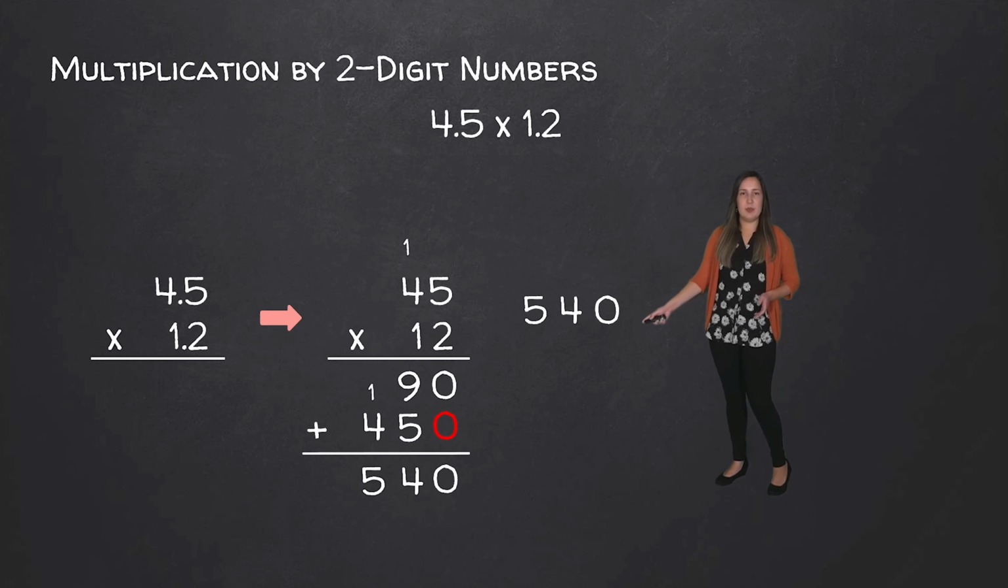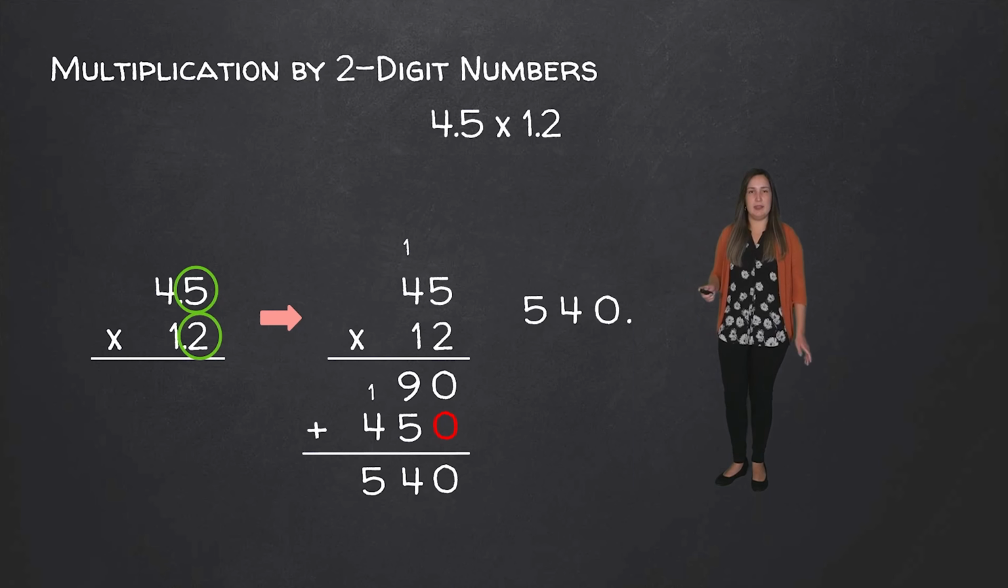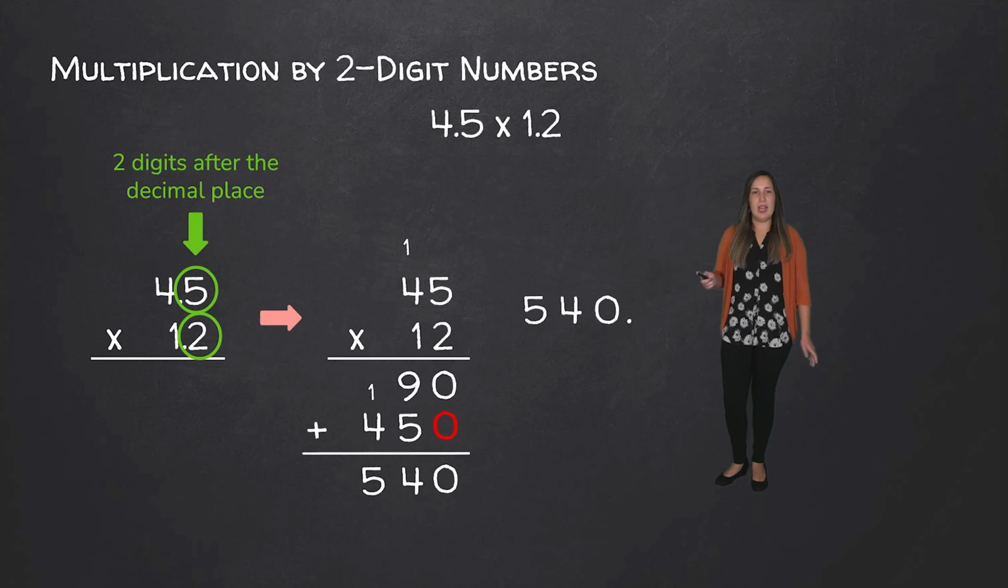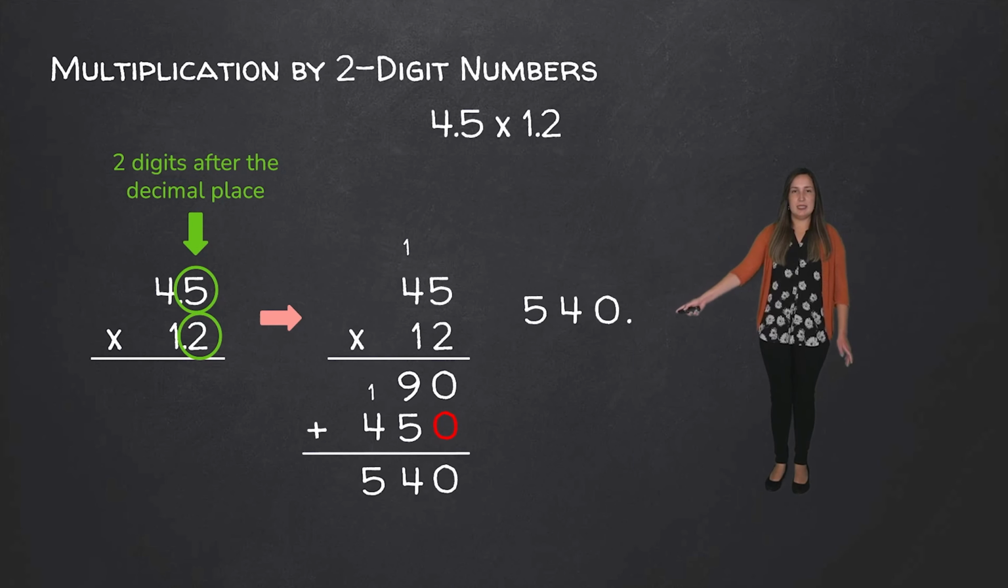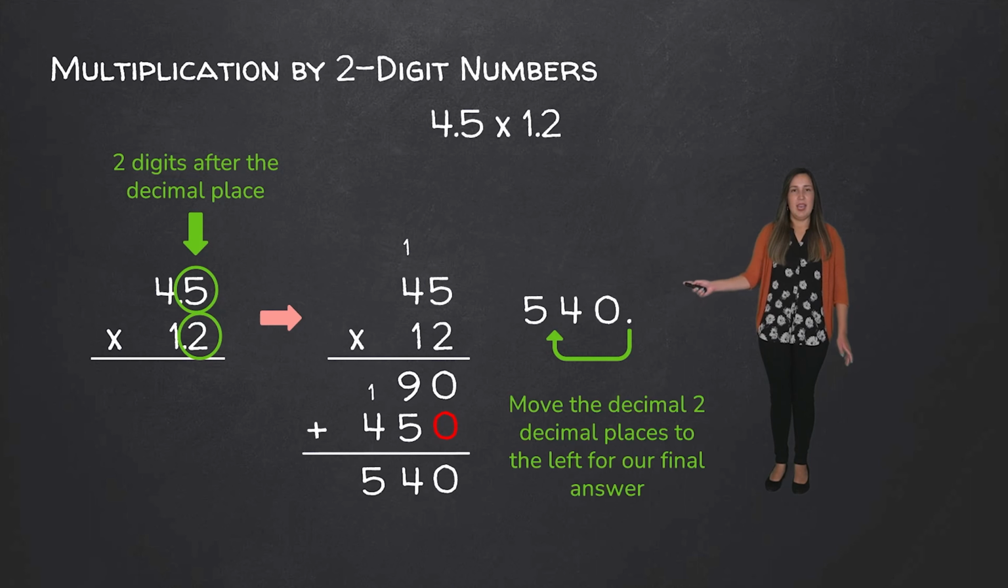We're going to add the decimal at the end. And now we're going to look at our original problem. In our original problem, we have one digit after the decimal in 4 5/10, and we have one digit after the decimal in 1 2/10. So in total, we have 2 digits after our decimal place. So we're going to take this decimal point and move it 2 decimal places to the left for our final answer.